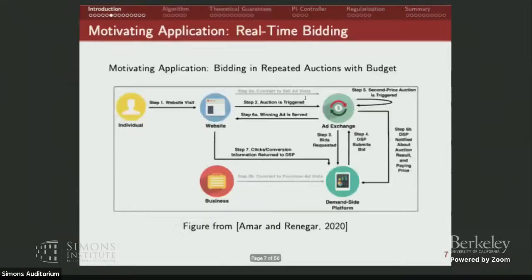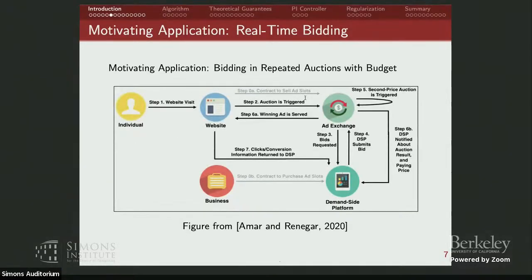For those of you who are not familiar with this problem, I just want to give you a short background. Here I use display ads as an example. This also happens in search ads or other online advertising environments.